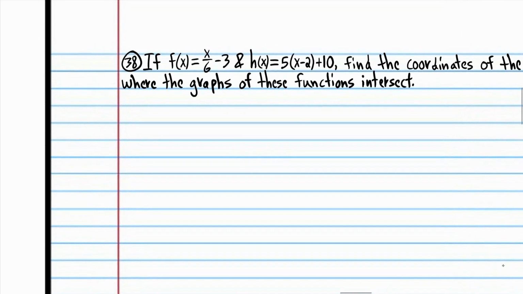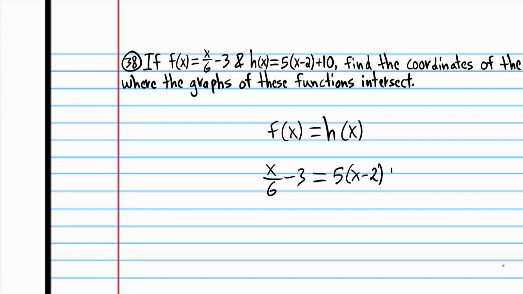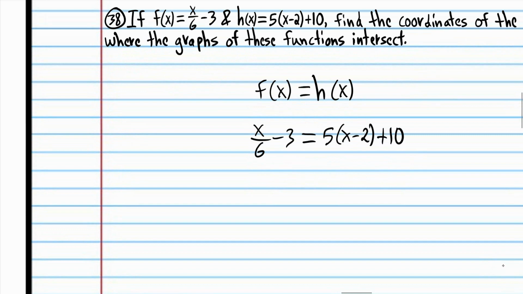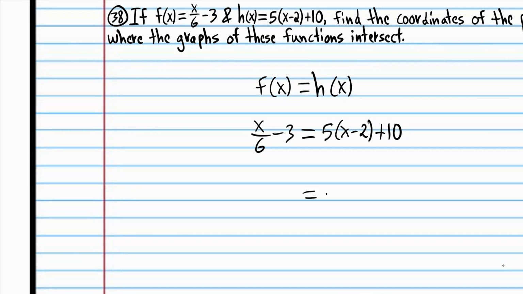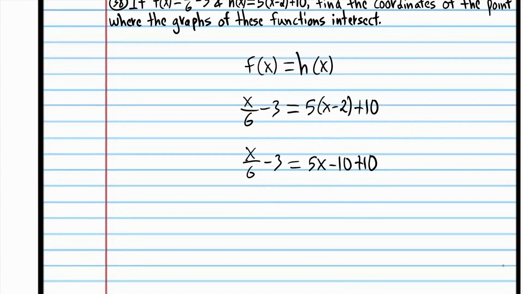Alright, we're back. So we just need to make f of x equal to h of x. f of x is x over 6 minus 3, and h of x is 5 times x minus 2 plus 10. So we can use distribution. We have 5x minus 10 plus 10. And the 10s cancel out.